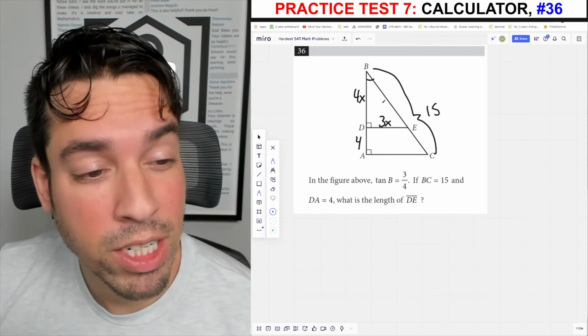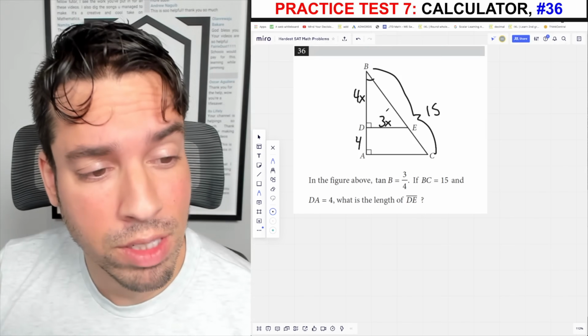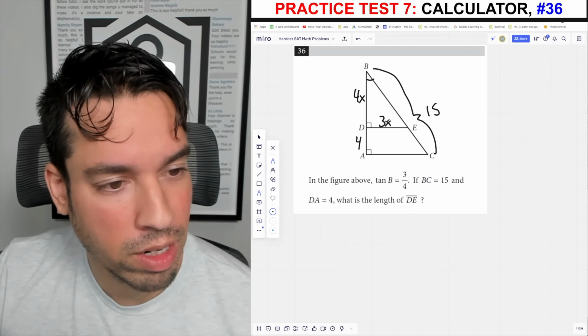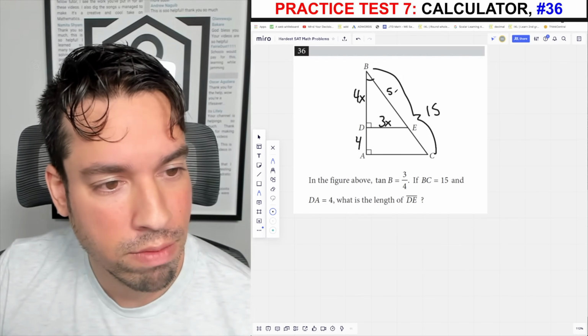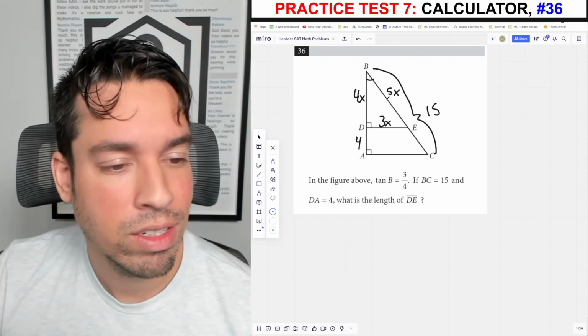Now again, as I've mentioned many times, the College Board loves these 3, 4, 5 right triangles. And look what I just found, a 3, 4, 5 right triangle. So BE is 5x.